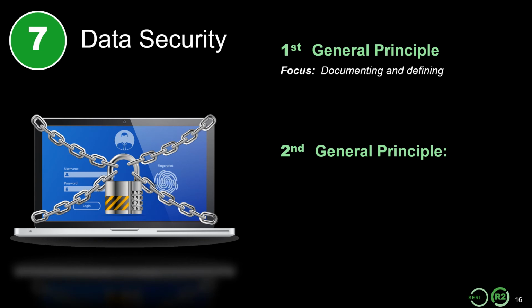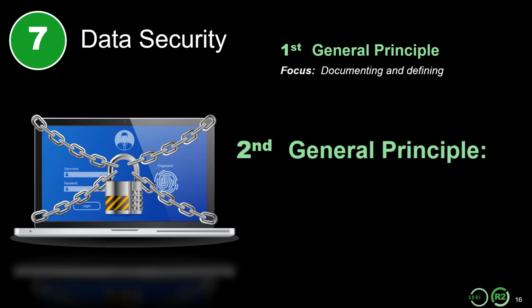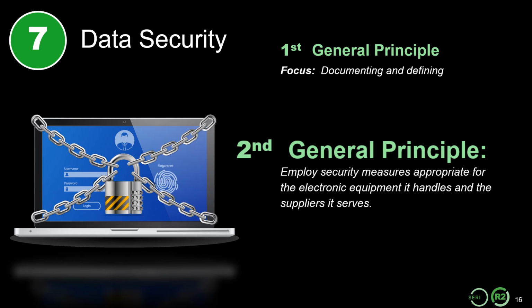So, we just finished looking at requirements that support the first general principle in Core 7, which focuses on documenting and defining. Next, let's take a closer look at the second general principle, to employ security measures appropriate for the electronic equipment it handles and the suppliers it serves. This general principle is supported by the requirements in 7b and Section 7c. Let's take a closer look at both sections, beginning with 7b.